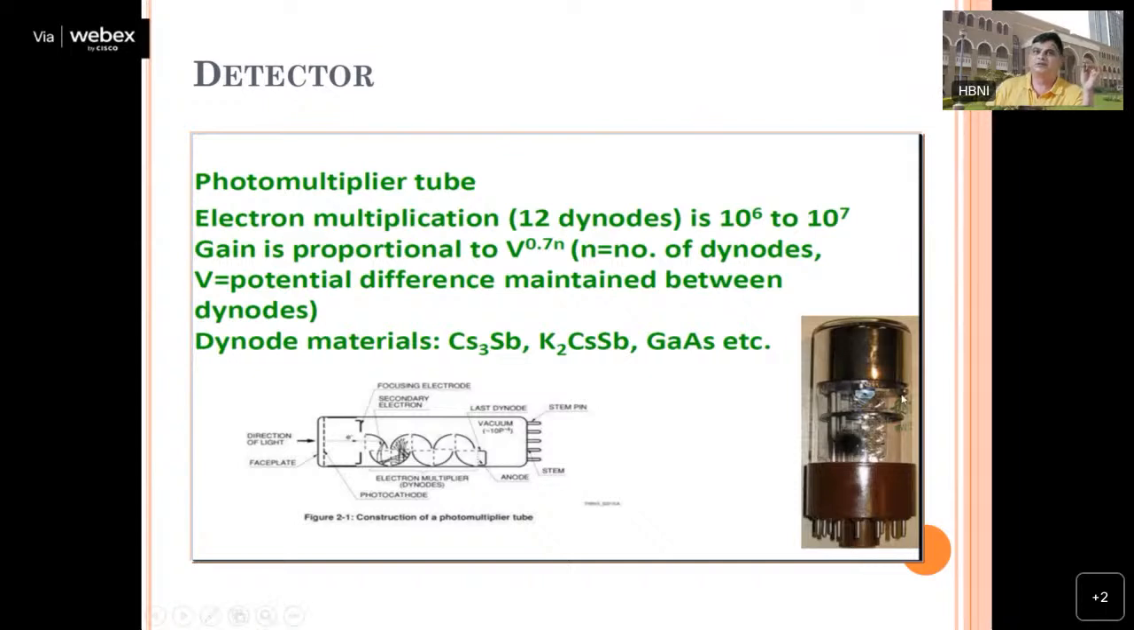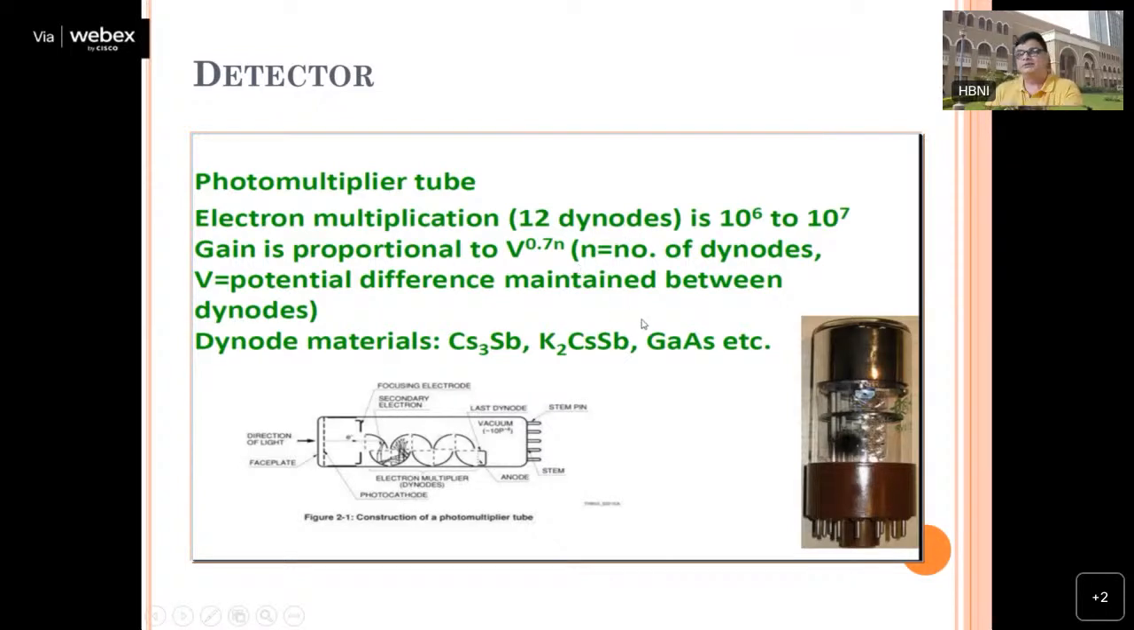So this is basically what is shown in the detectors. The detector is nothing but a photomultiplier tube. In the photomultiplier tube, we get electron multiplication in the range of 10 to the power 6 to 7. There are 12 dynodes, and the gain is proportional to the voltage to the power 0.7, where n is the number of dynodes, that is 12.